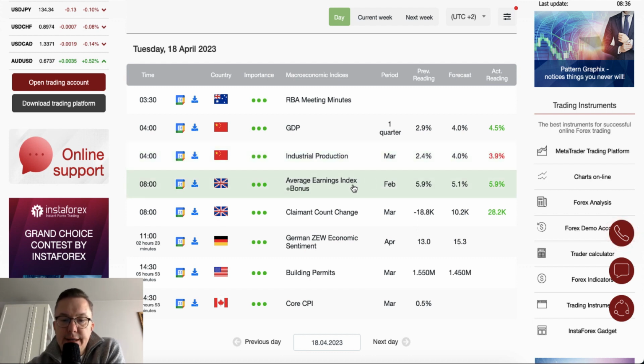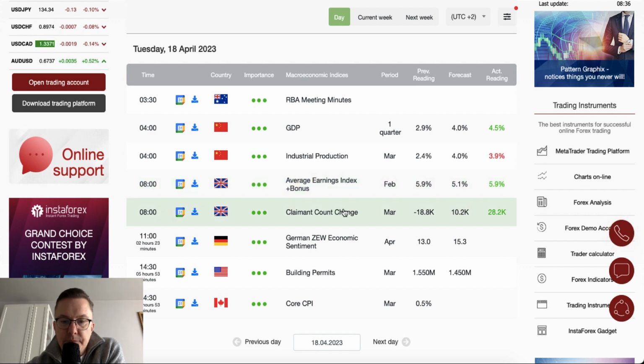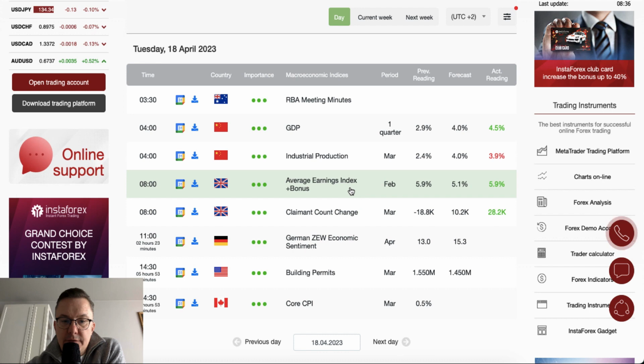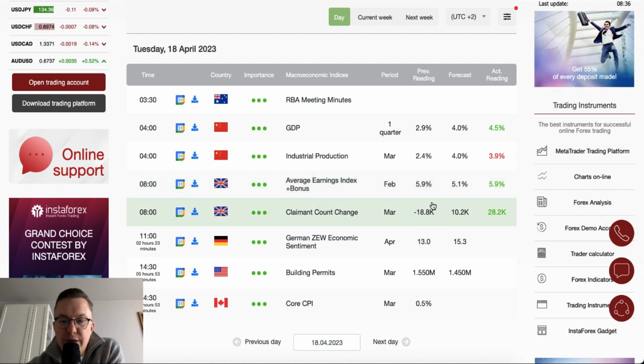Average earnings index and bonus together with the Claimant Count Change. These data are from the UK and were scheduled for release at 8 o'clock. As you can see, they were released already, with average earnings at 5.9%, beating the expectations of 5.1%, but in line with the previous reading. And the Claimant Count Change hits 28,000 people, beating the expectations of 10,000 as well.